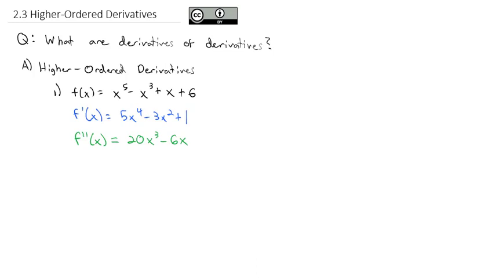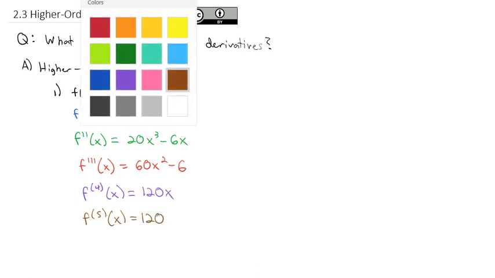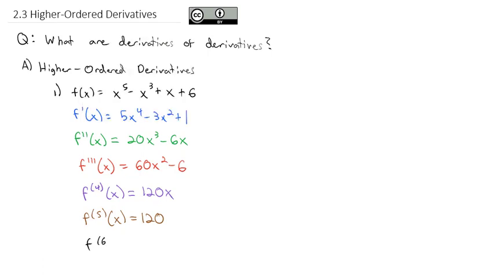In fact, why stop there? We can take a third derivative, f prime prime prime of x, which would then be 60x squared minus 6. After the third derivative, we change the notation slightly and just do a superscript in parentheses to indicate the number of derivatives that we've taken. So the fourth derivative here, bringing the 4 out front, is 120x. And we can keep going to find the fifth derivative of f, which is just 120. And finally, ultimately, we end up with a sixth derivative of f, which is just 0.